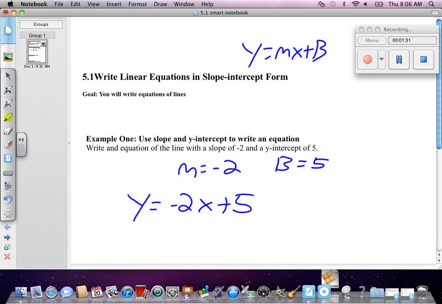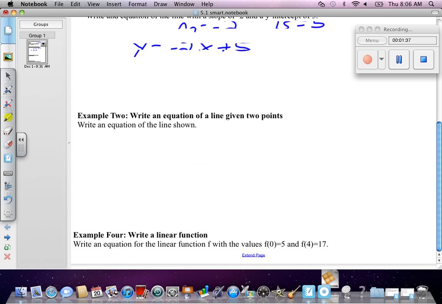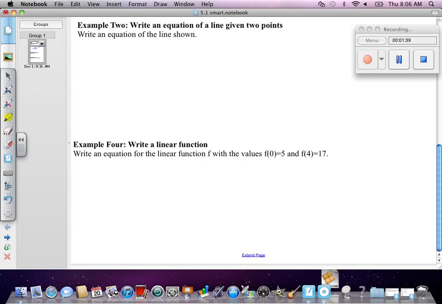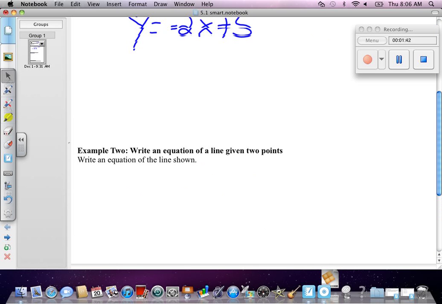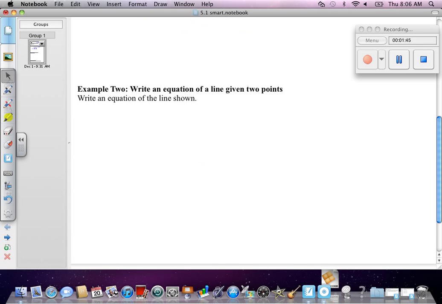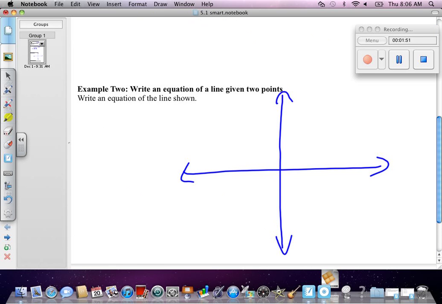Everybody feel that they could do that? Yes. All right, let's move on to example 2, your graph. You have a better graph on there than I do, but let me draw this. First of all, from this graph, can you tell me what the y-intercept or the b is?